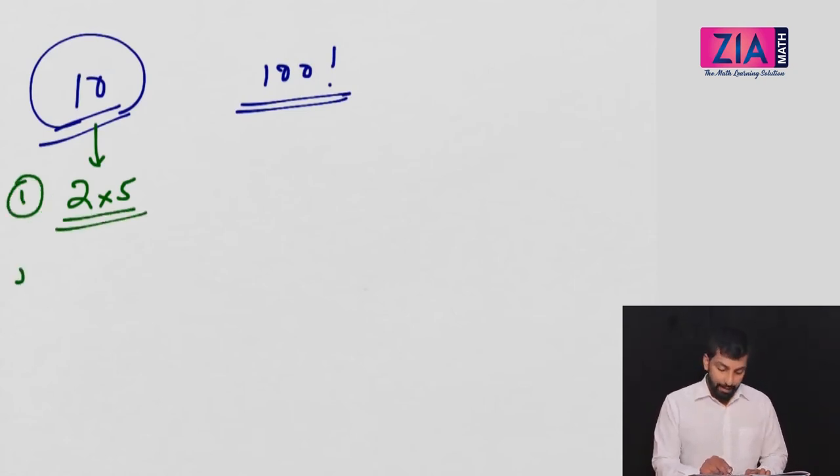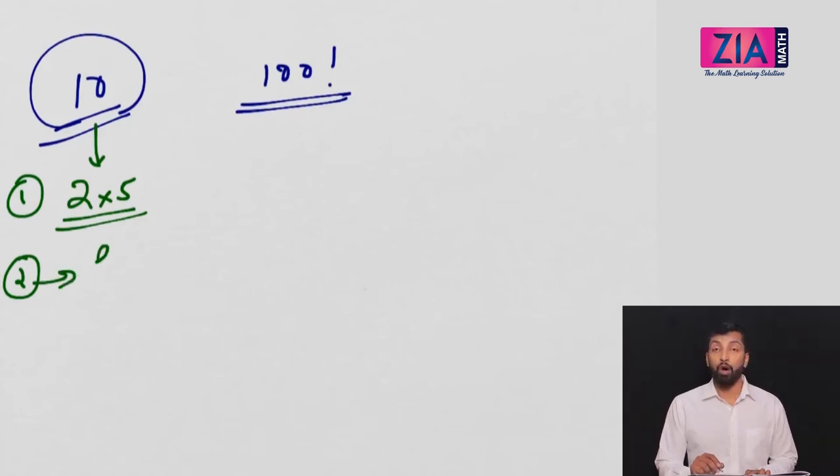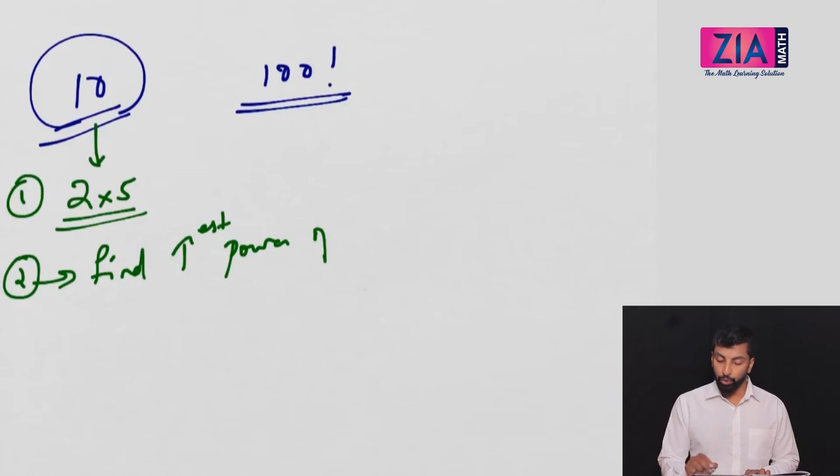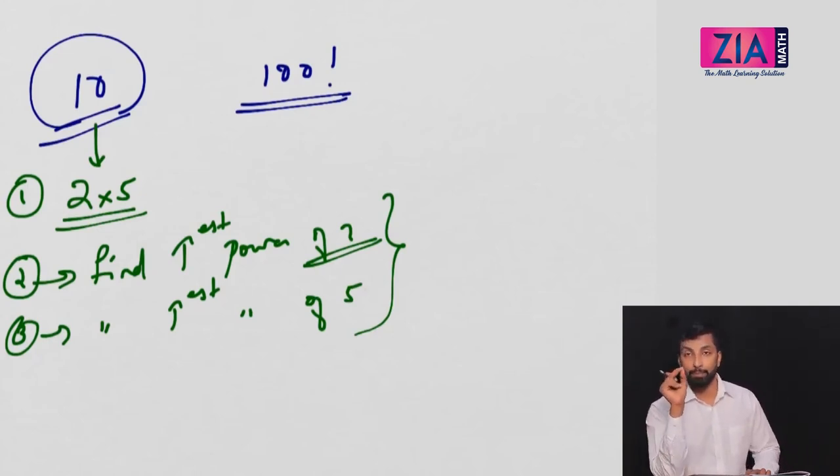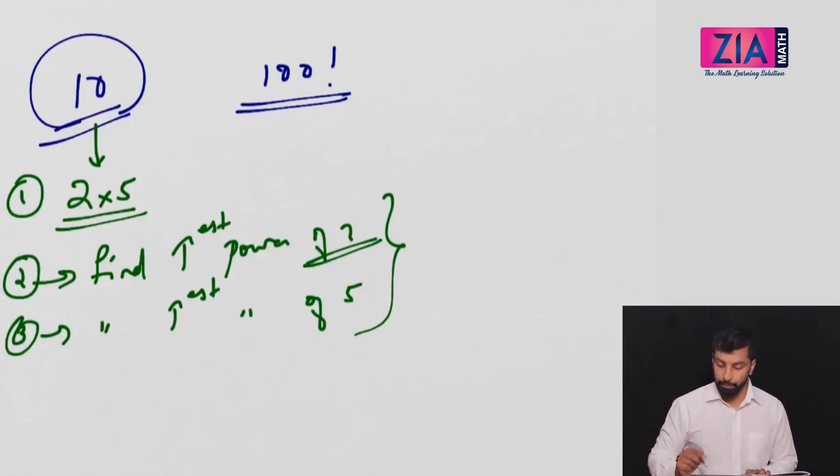What is your second step? Second step is find how many 2's are there. That means find the highest power of 2. You know the method, right? What is the third step? Find the highest power of 5. And you know 2 and 5 together will make you 10, right? Now obviously when you find the number of 2's and the number of 5's, the number of 2's will anyway be larger than the number of 5's. But the combination of 2 and 5 will give you 10. So effectively, to know the highest power of 10, you just need to know the highest power of 5.